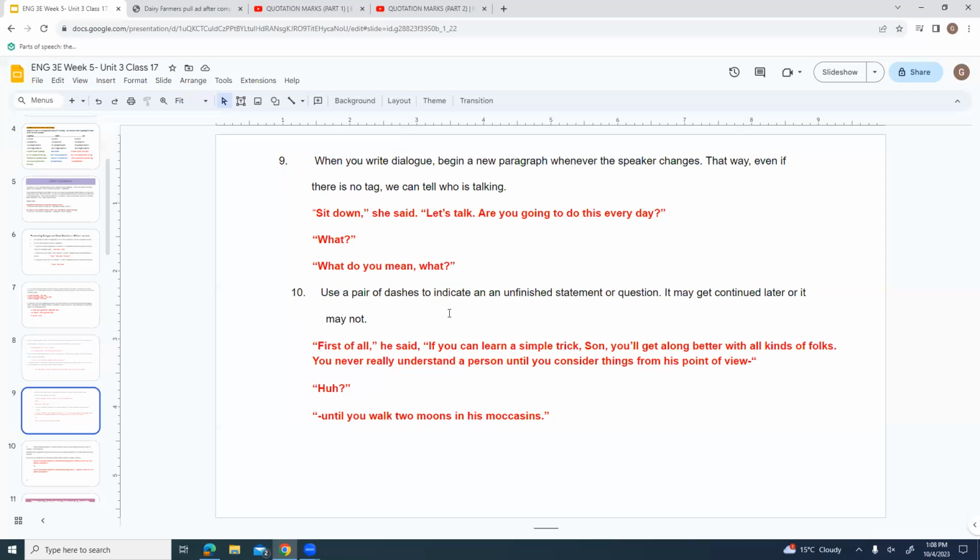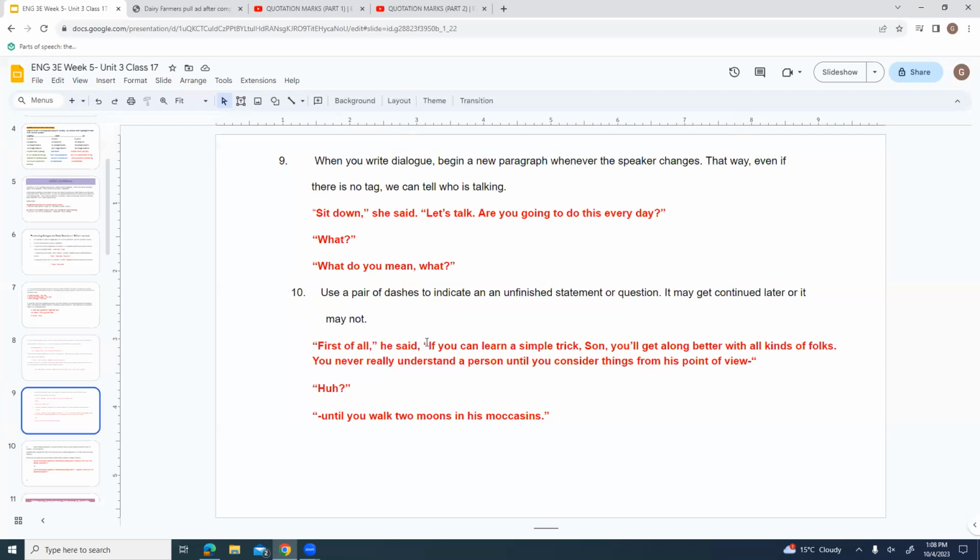Use a pair of dashes to indicate an unfinished statement or a question. It may get continued later on, or it may not. That part doesn't matter. But if the person's getting cut off in the middle of a sentence, the sentence is going to sound weird, right? You kind of want to indicate to the reader it isn't a complete sentence. And you do that by putting the dash there so that they understand the person wasn't finished talking. They got cut off. So here's an example.